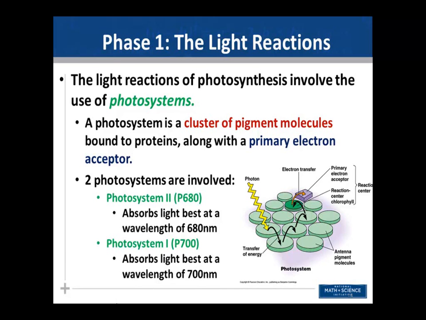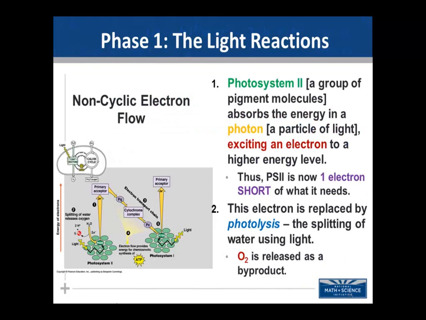There are two different photosystems involved, and they were named in the order in which they were discovered. So we have photosystem 2, which is also called P680, and it's called P680 because it absorbs light best at the wavelength of 680 nanometers. And photosystem 1 is called P700 because it absorbs light best at a wavelength of 700 nanometers.